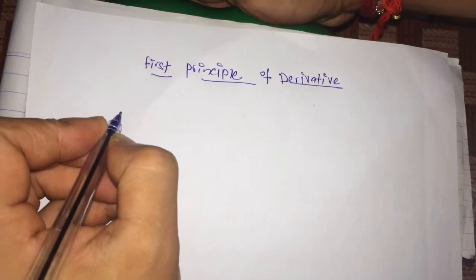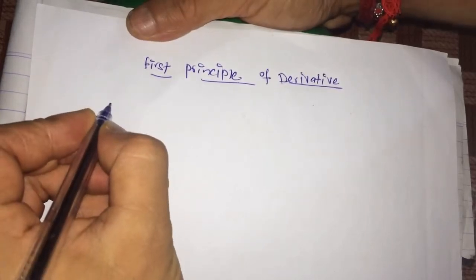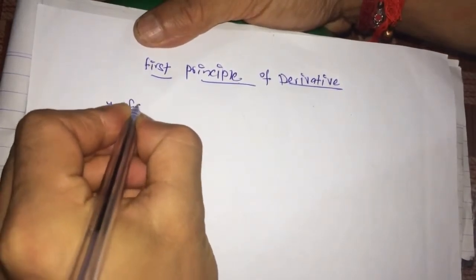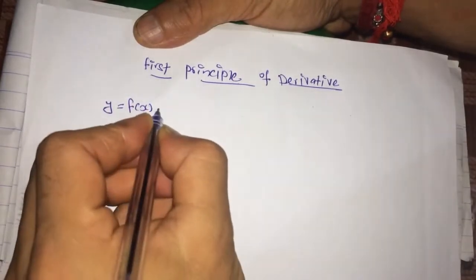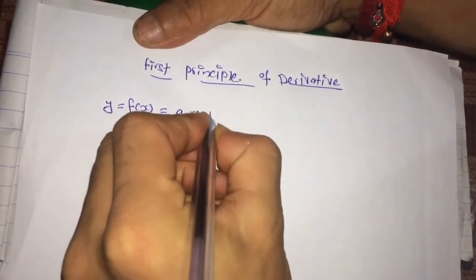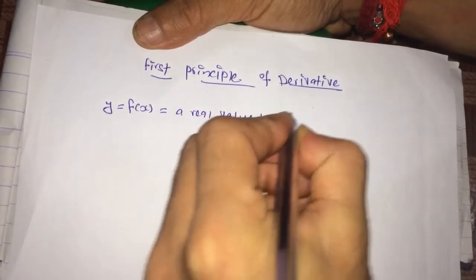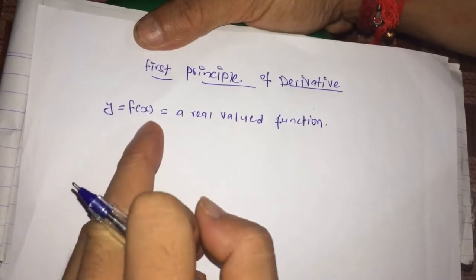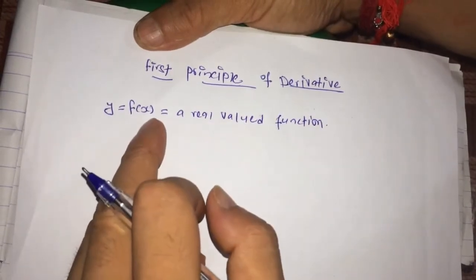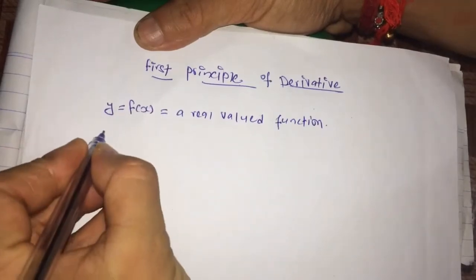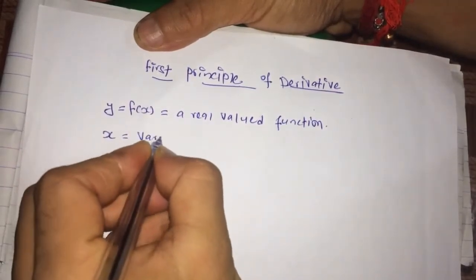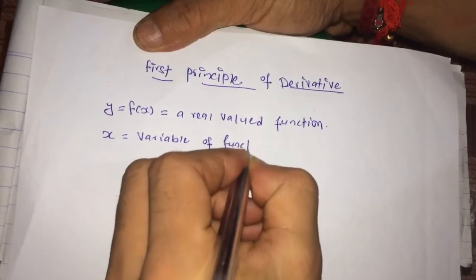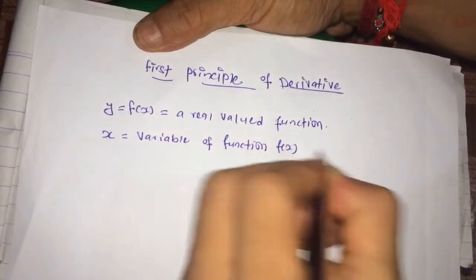For understanding the first principle of derivative, you have to consider two things. One is a real valued function f of x. This means this function must have a real and finite value for a given value of x. x is the variable of the function f of x.